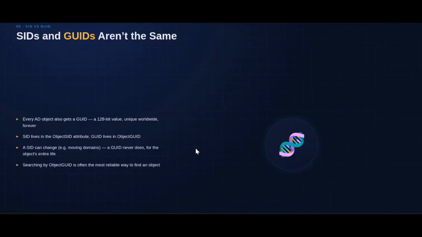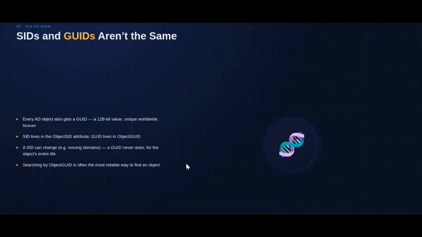So now let's understand the difference between SID and GUID. Most people often confuse SIDs and GUIDs, but they serve different purposes. A SID is used for security. It's what Windows uses when checking permissions. And a GUID is used to uniquely identify the object itself inside Active Directory. Think of it this way: your employee ID is used when entering the office, while your passport number identifies you globally. Both identify you, but for different purposes.